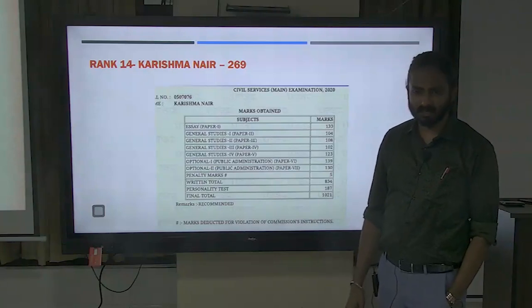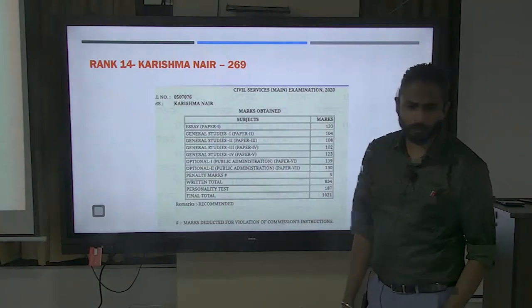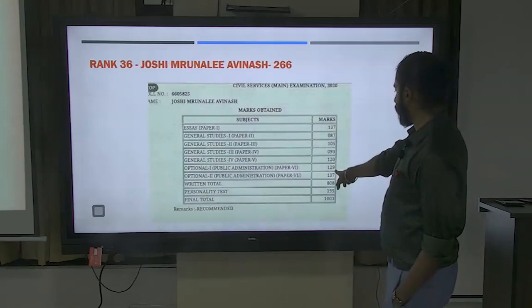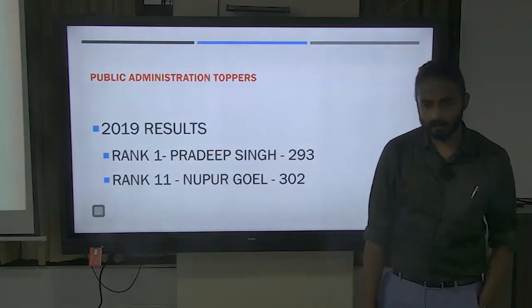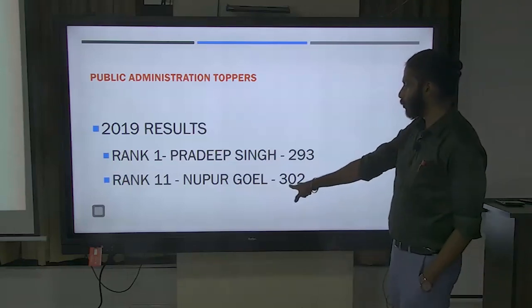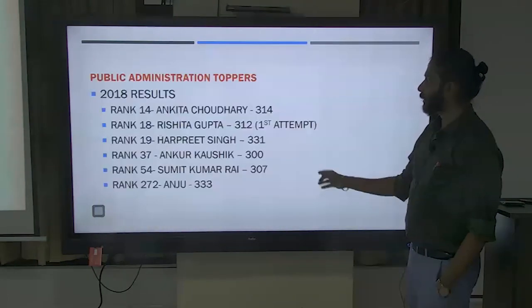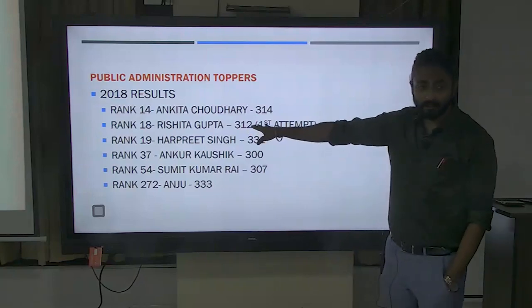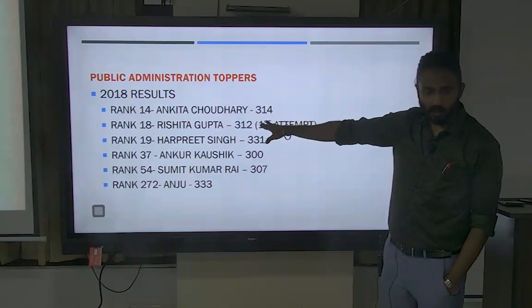Mostly on writing on the margins. I don't know exactly. Writing on the margins is one general idea why they give you penalty, is what I understand. Then Avinash, 129, 137. This was 2019, obviously rank 1 was public administration, 293. And then rank 11, Nupur Goel, 302. This was the top scores. Nupur Pradeep, then 2018, so many people, and there was somebody who got 312 in the first attempt itself in SABAD, but possible, very much possible if you spend time.